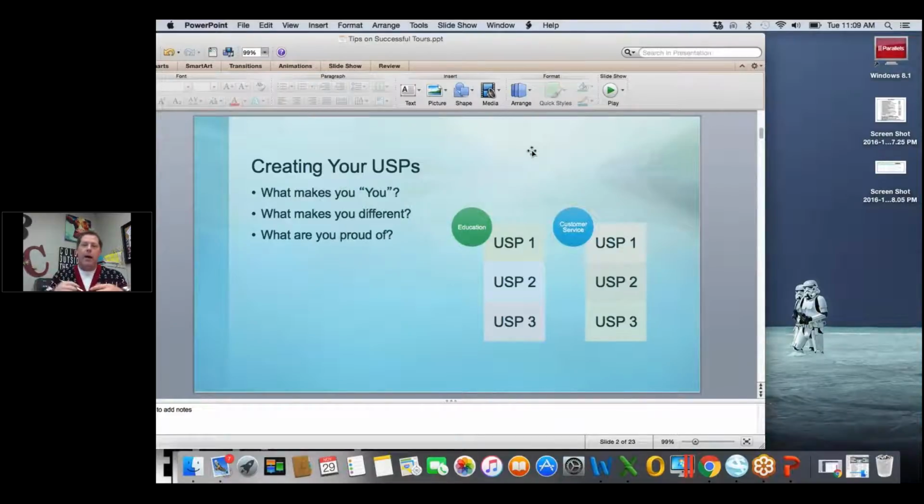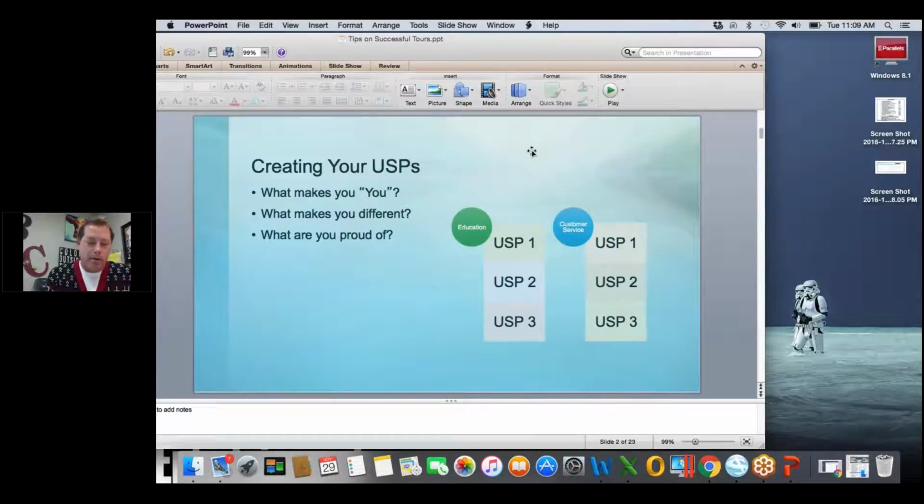Now, throughout the conversation and throughout the sale, you want to touch on both education and customer service and your unique selling points. But you're going to start off with whatever's going to gain their attention. So that's important for you to realize right there.